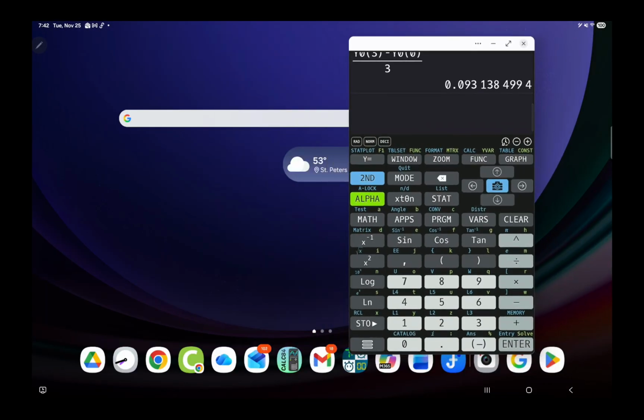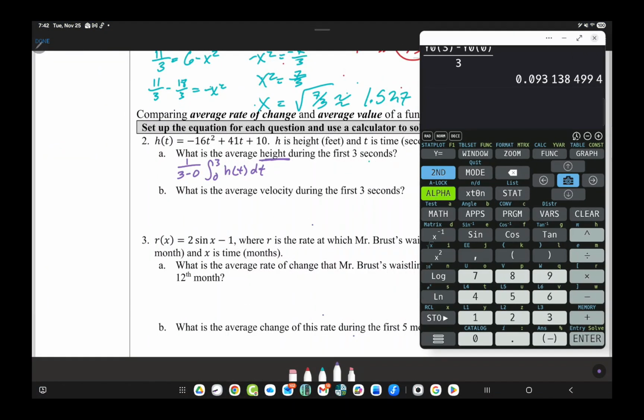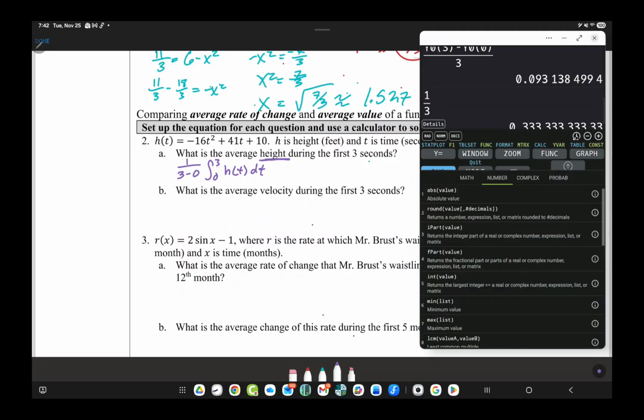There we go. So now don't forget the 1/3. So second, 1 divided by 3. Math.